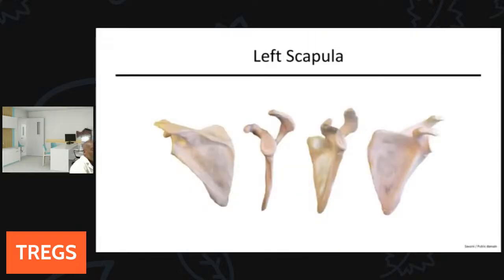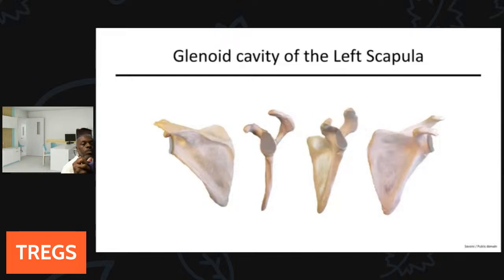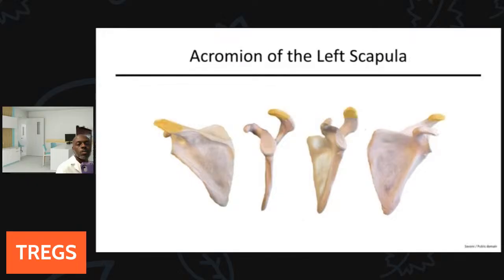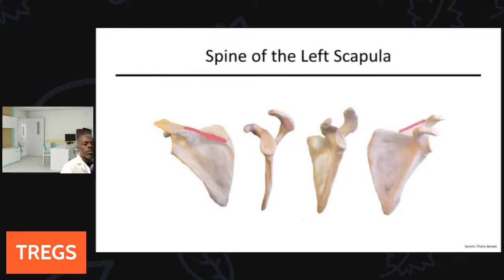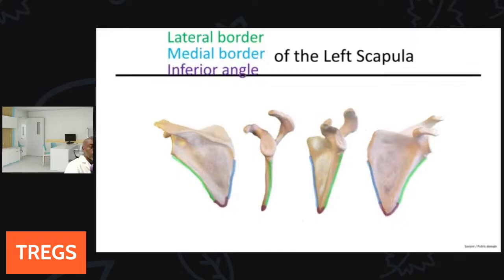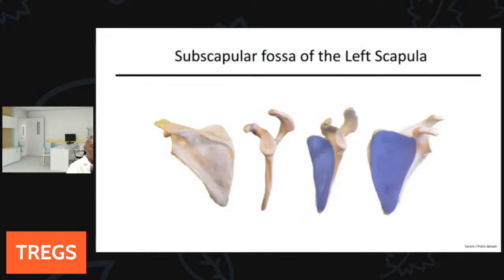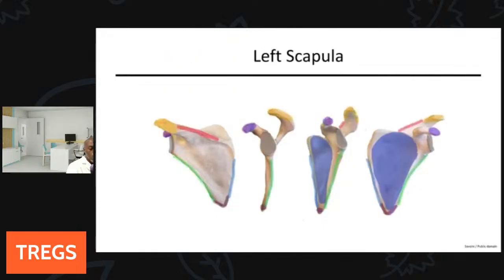Pause this and try to name the features indicated on the last slide. Here we see the glenoid cavity of the left scapula, the acromion of the left scapula, the coracoid process of the left scapula, the spine of the left scapula, as well as the lateral border, medial border, and the inferior angle of the left scapula. Then finally the subscapular fossa. These are all the features color-coded to match, hopefully, what you were to answer earlier.